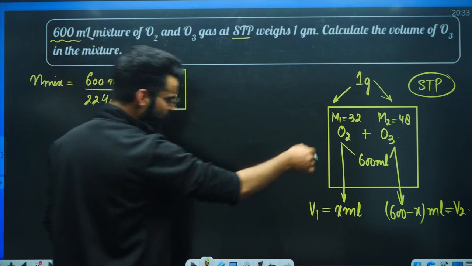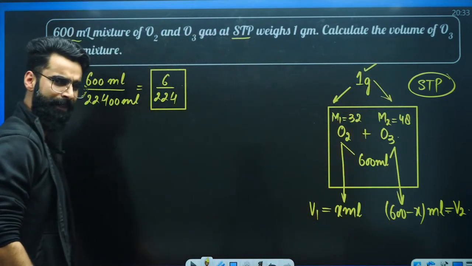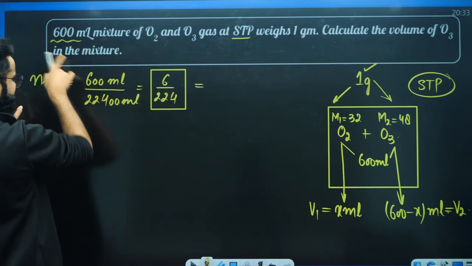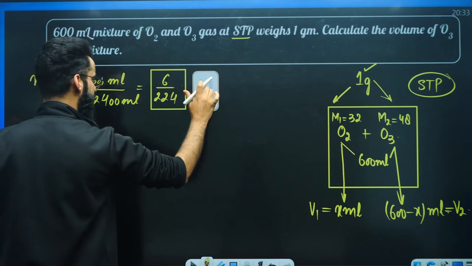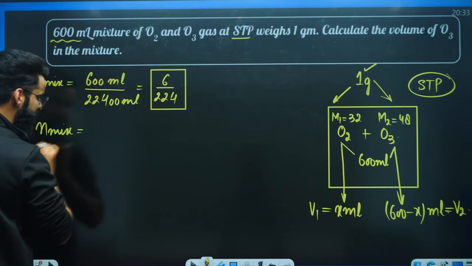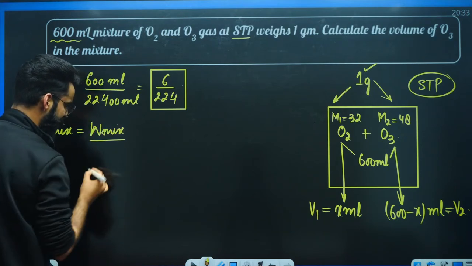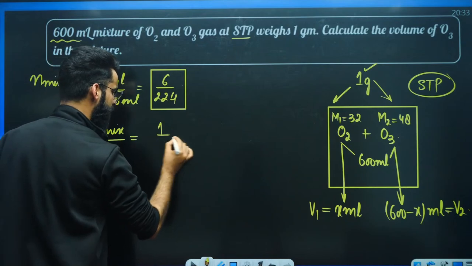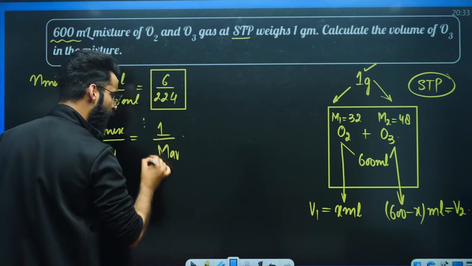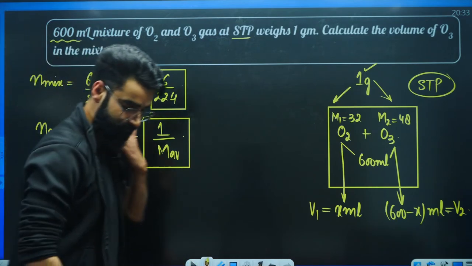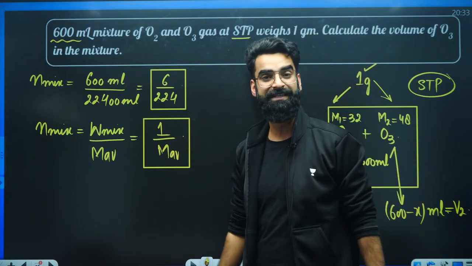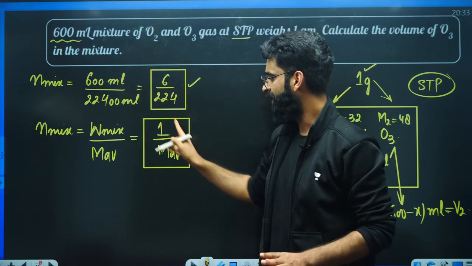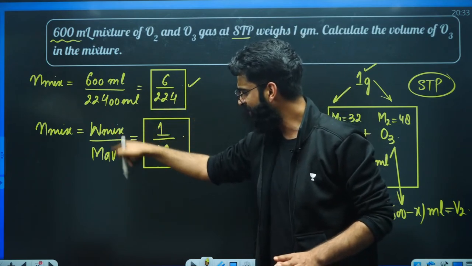My dear students, one more thing. Do we know the mass of the gaseous mixture? Yes, it's 1 gram. So I could have calculated the number of moles with the help of mass as well. Number of moles present in the gaseous mixture is equal to mass of the mixture divided by molar mass of the mixture, which is basically the average molar mass. The mass of the mixture is 1 gram divided by M_av. So this is one more way of calculating the total moles present in the mixture. The first gives the total moles with the help of the volume, and this gives the same thing with the help of the mass.